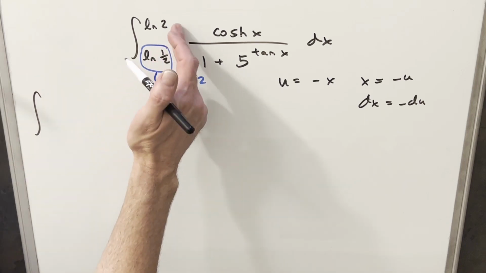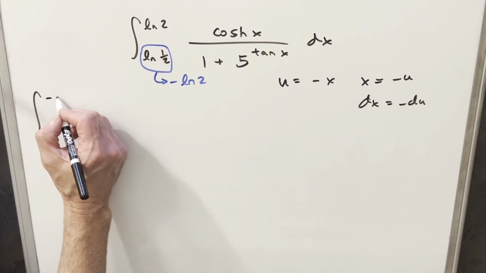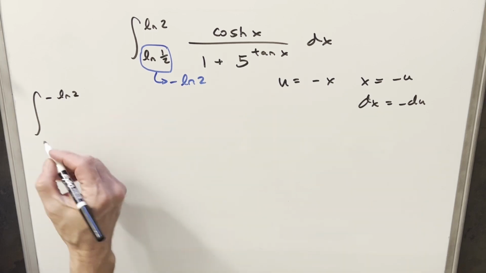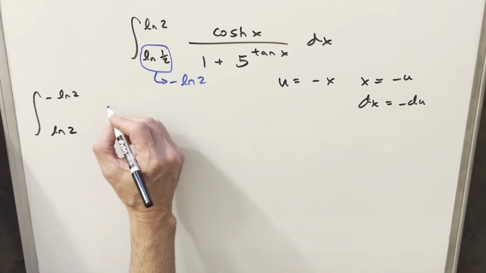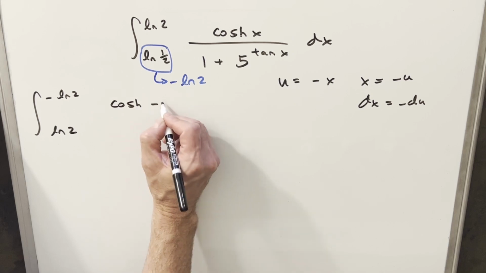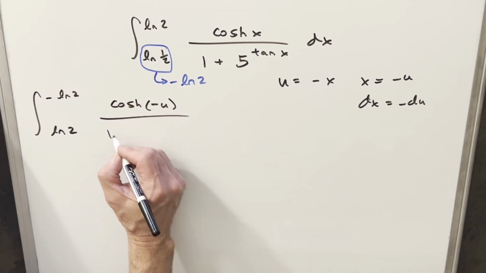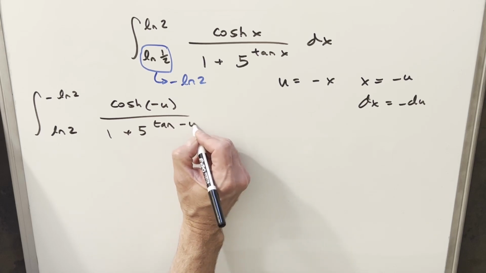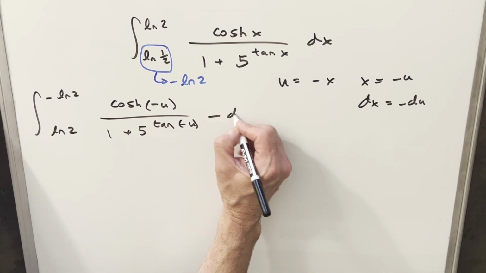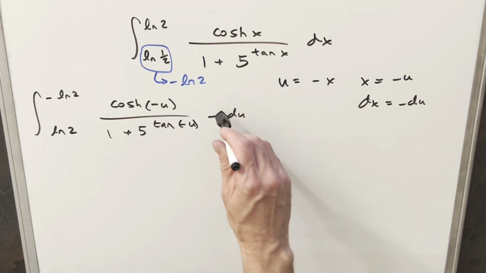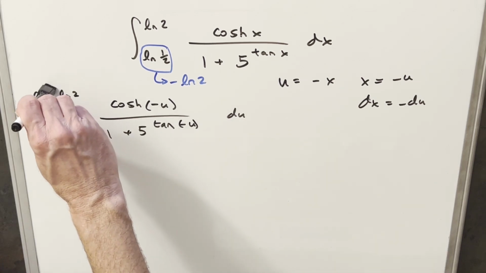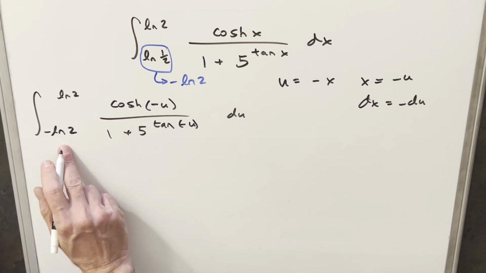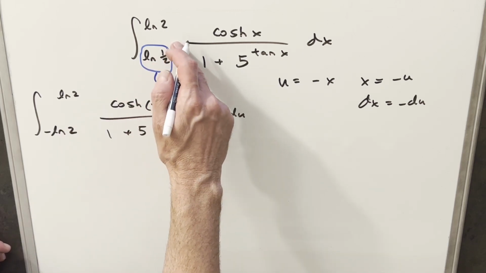So when I plug ln 2 in for x here, we have minus ln 2. And then when I do the same thing here with minus ln 2, when I plug that in, we're just going to have ln 2. And then we're going to end up with cosh of minus u in the numerator, 1 plus 5, doing this carefully, tan of minus u, and then we're going to have a minus du. Well, the first thing I can do is take this minus sign and use it to swap the bounds. So I'm going to just flip this back, putting the minus sign here. And what that's going to do is put the bounds back to where they were here.